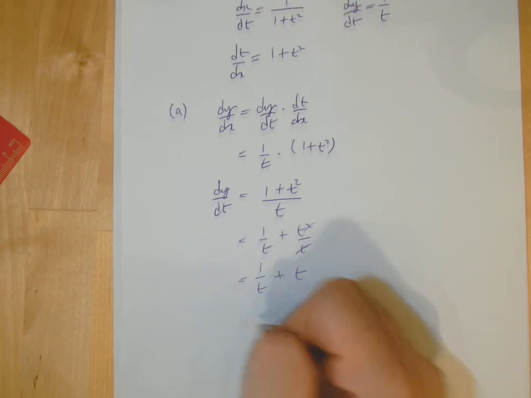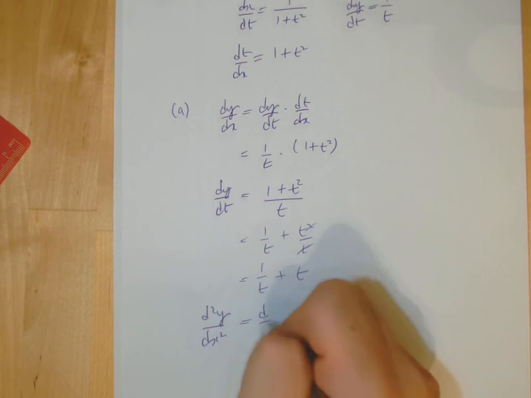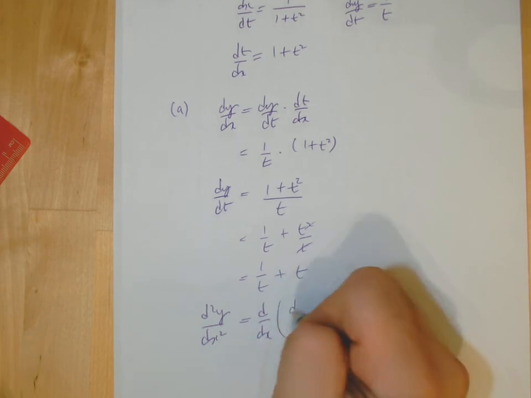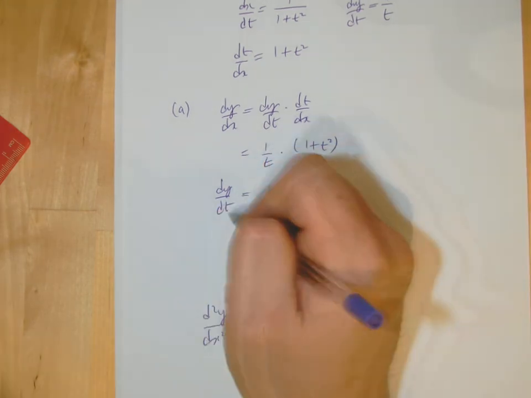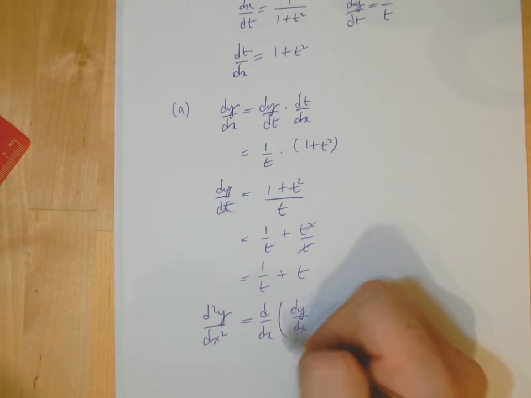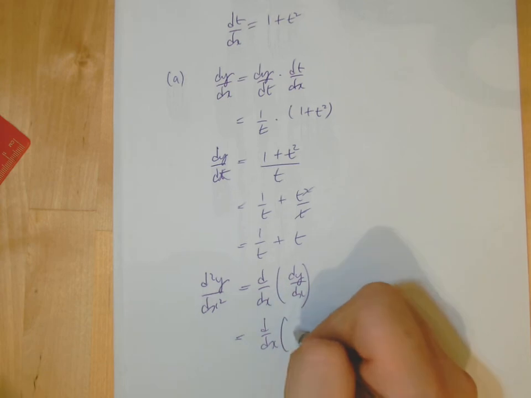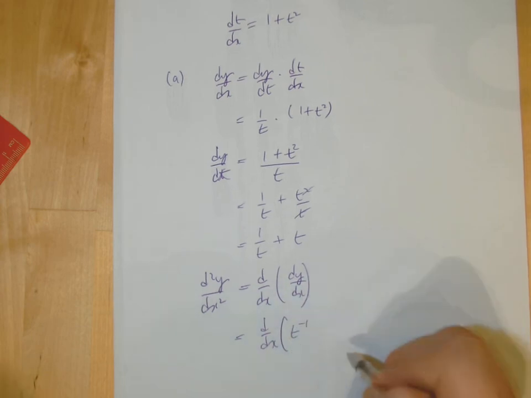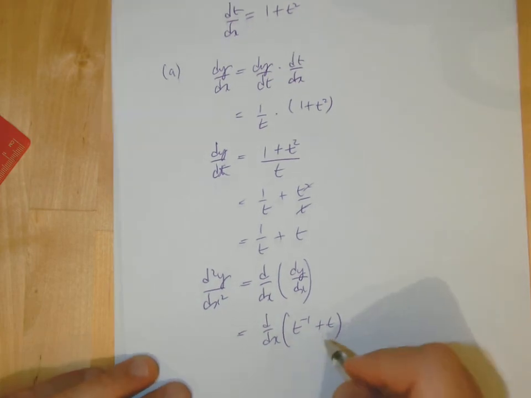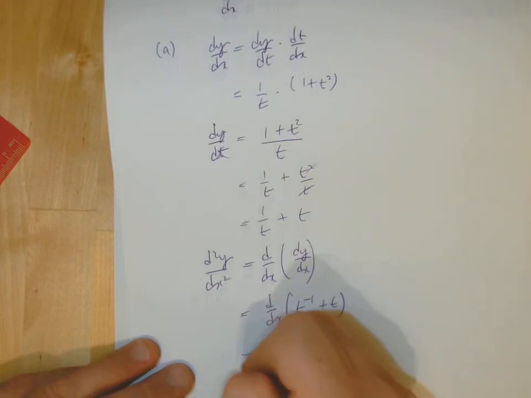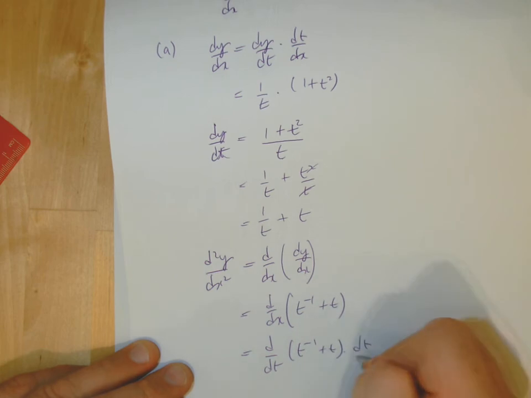So to get the second derivative, you want to do d/dx of dy/dx. Now d/dx of dy/dx, well this is 1 over t, which I'm going to write as t to the minus 1 plus t. But you can't differentiate this with respect to x. You've got to do it with respect to t, so d/dt, and then plonk a dt/dx on the end.